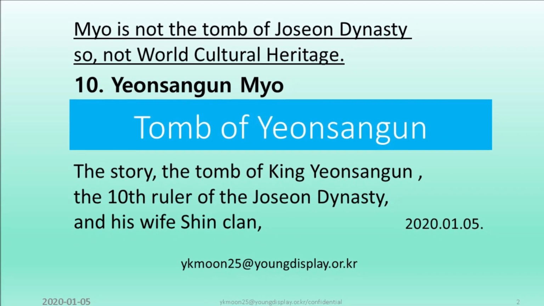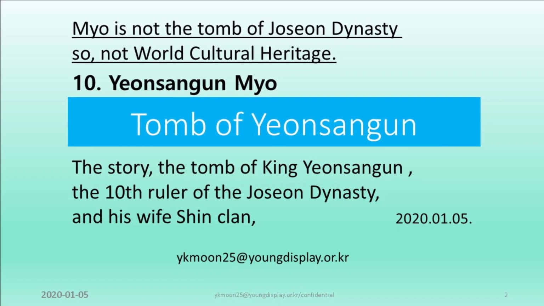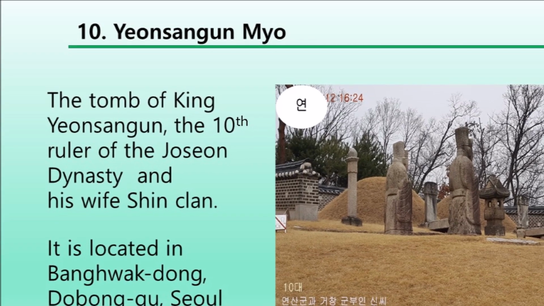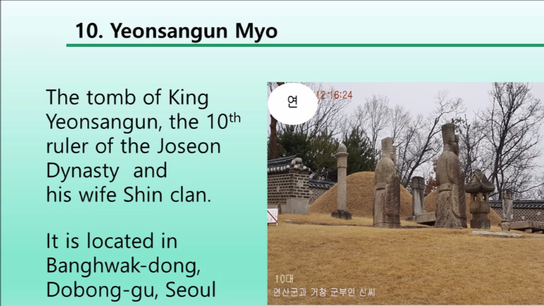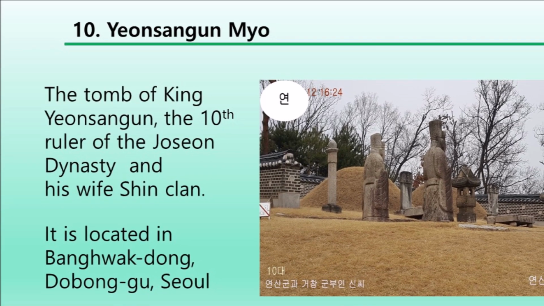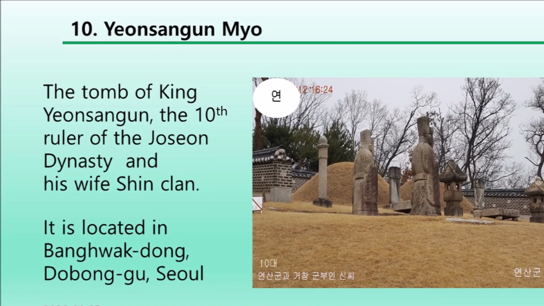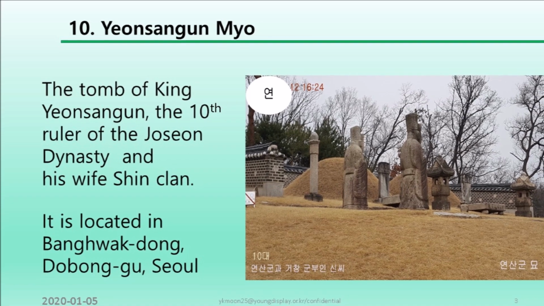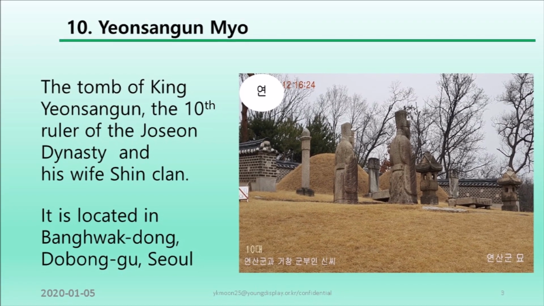King Yeonsangun was the 10th ruler of Joseon Dynasty. This is the tomb of King Yeonsangun, the 10th ruler of the Joseon Dynasty, and his wife, Shin clan. It is located in Banghwak-dong, Dobong-gu, Seoul.